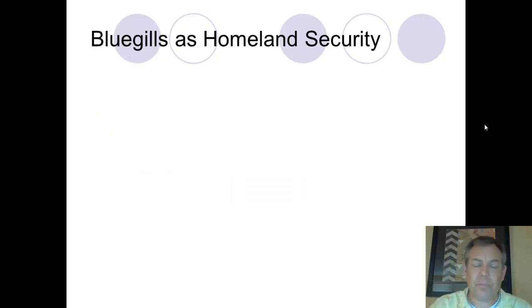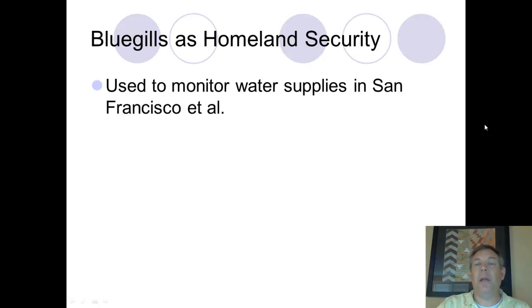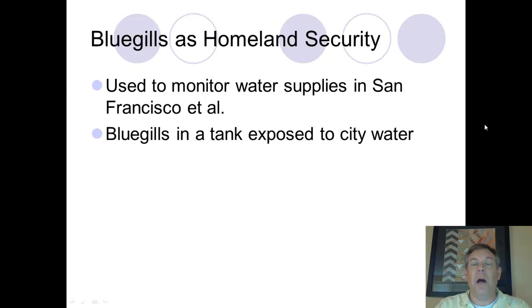Last thing I'm going to tell you about is just a cool story that is related to osmoregulation and homeostasis, and that is using bluegills for homeland security. And this is true. In San Francisco and other places, they have a pilot study that, as far as I know, is still going on, where they use bluegills to monitor the water supply. The concern here is that if someone were to put something in the water supply, trying to poison a whole city, they would want to be able to detect that.